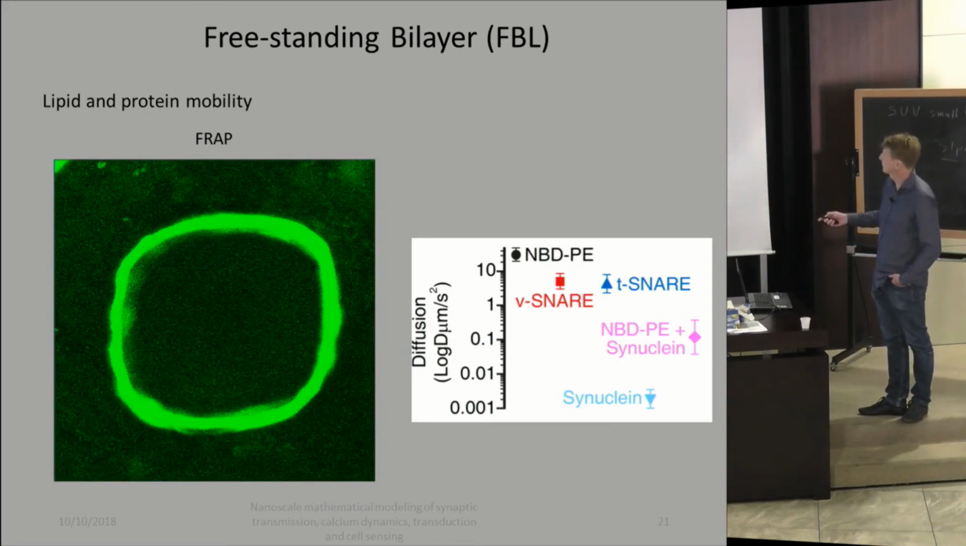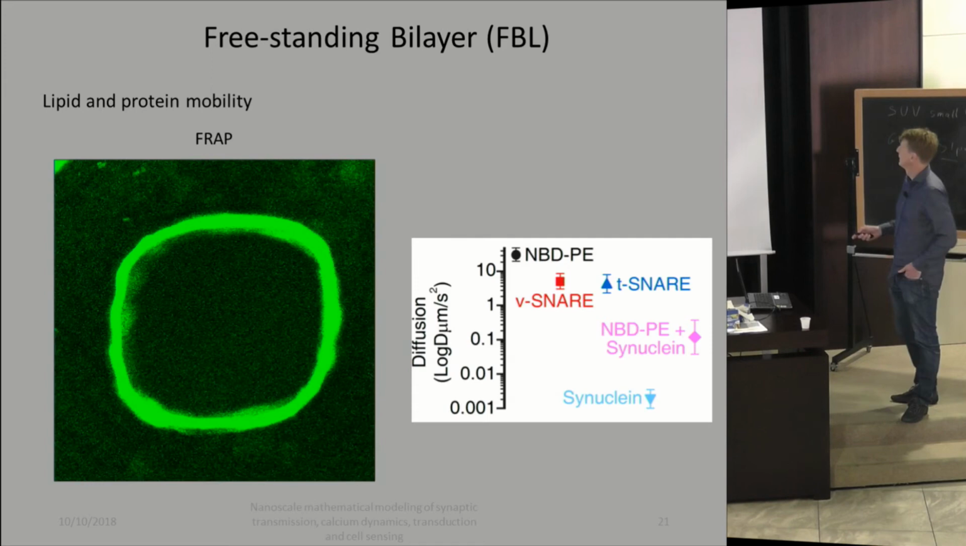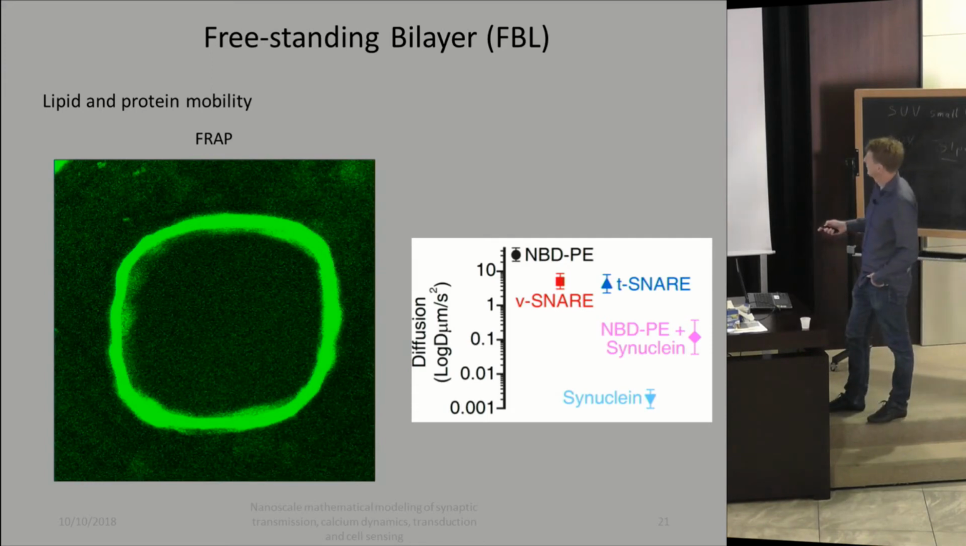So we've done it with NBD lipid. Sorry, it's square micron per second, not micron per second square. And that's a log scale. And you see when we put a peripheral protein, which is alpha-synuclein, that tends to aggregate in Alzheimer's disease.